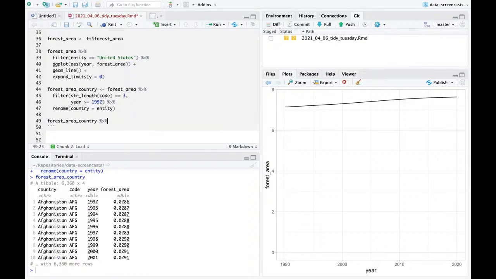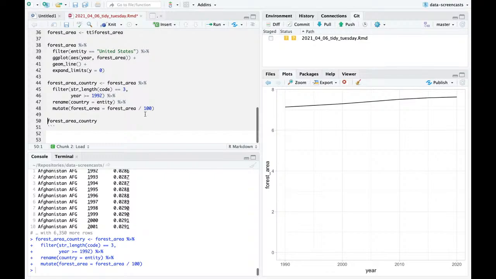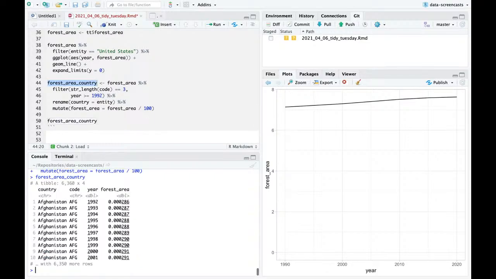And I'm also going to do something else. I'm going to say forest area is forest area divided. I am a big believer in having percentage columns out of 1, not out of 100, because they're easier to visualize in ggplot2. I can tell it to put it on a percent scale, but I'm also honestly just kind of accustomed to it adding up to 1. Your mileage may vary.